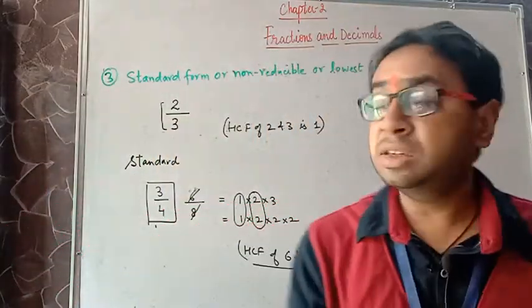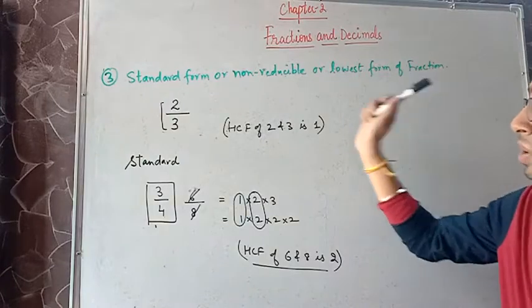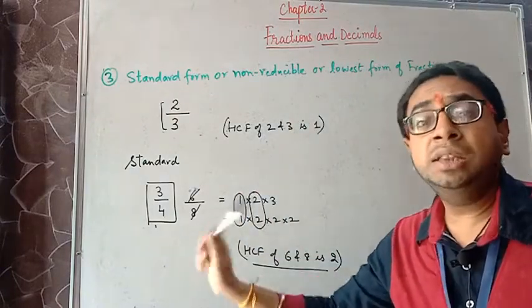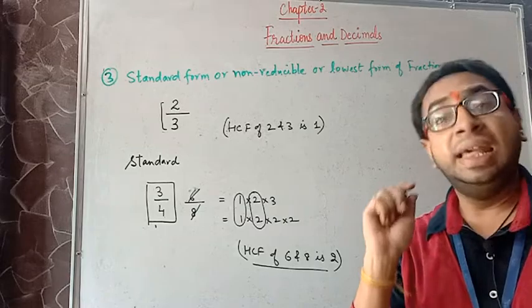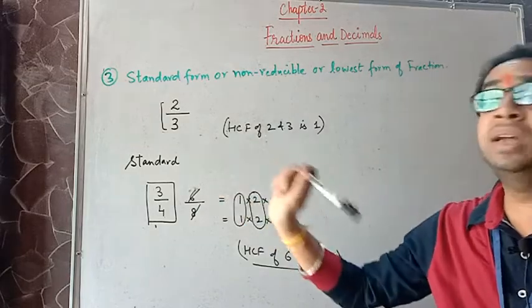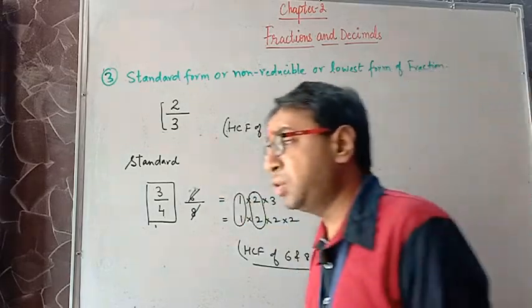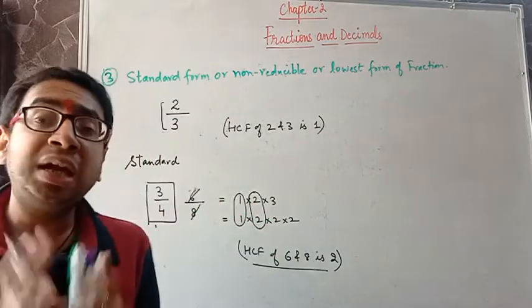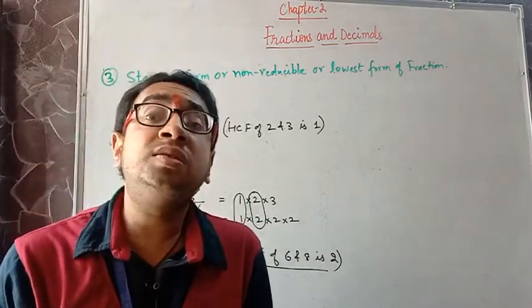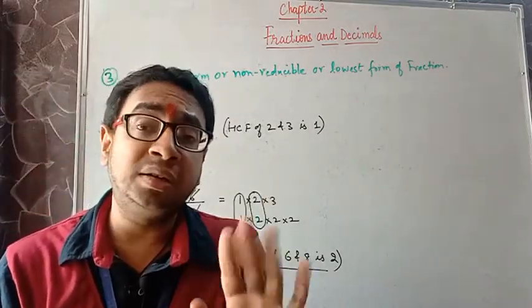Are we clear about this? How to convert any number into standard form? By dividing the numerator and denominator with the HCF. Clear with this? What do you mean by the standard form? Standard form is, I give you the definition, where numerator and denominator HCF is 1. Highest common factor is 1.